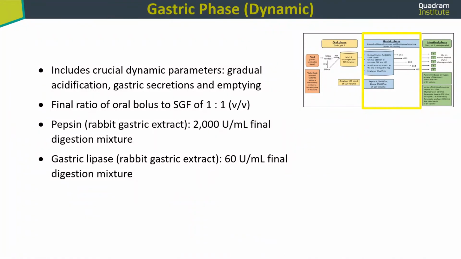Moving on to the dynamic part of the model, the gastric phase. As I said, this includes the crucial dynamic parameters of the gastric digestion. The final activities of the enzymes as well as the electrolyte concentrations are the same as in the static protocol. The difference is that these components are delivered gradually during digestion. In the following slides, I'm going to explain how we can achieve these dynamic parameters.